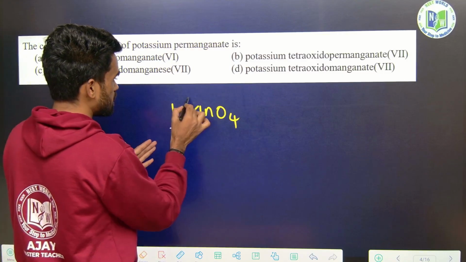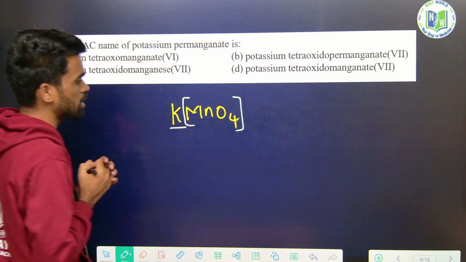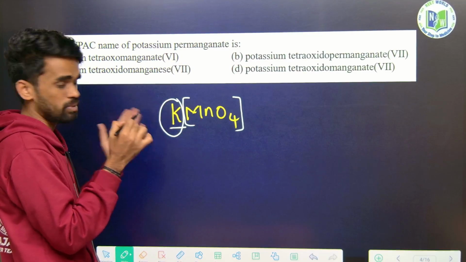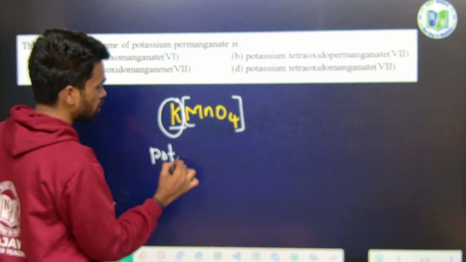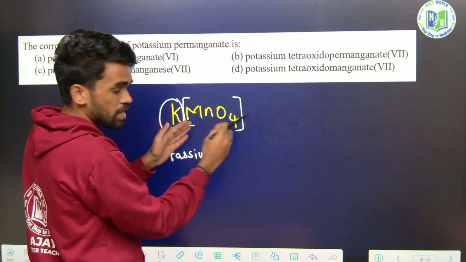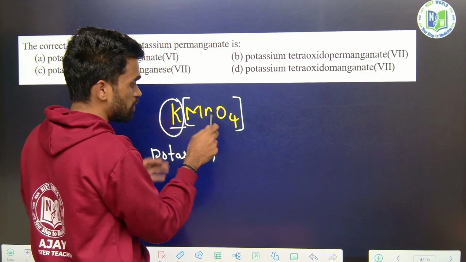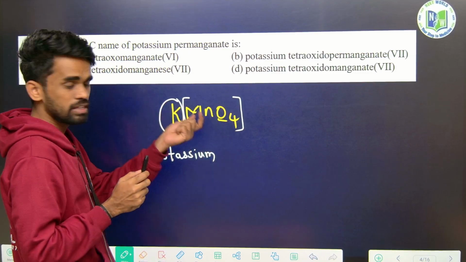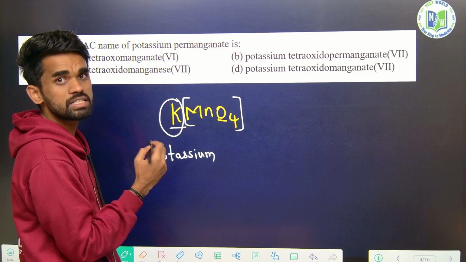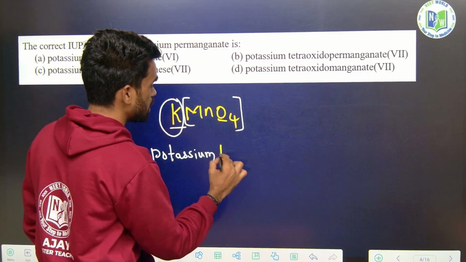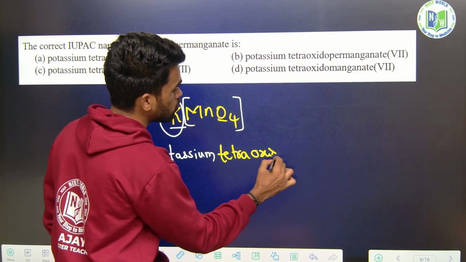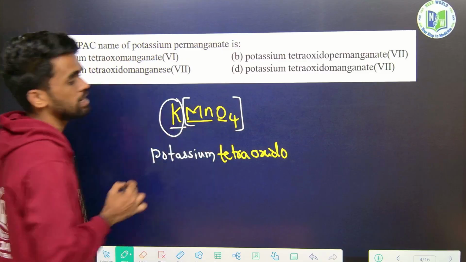For example, if I consider this as a metal complex, what is the cation here? It is potassium. Write potassium first, and then the name of the anionic part should be given. First give the name for the ligands in the square bracket of this complex. We have oxides. How many oxides are there? 4 oxides, so you can say tetraoxido, and then next we have manganese.